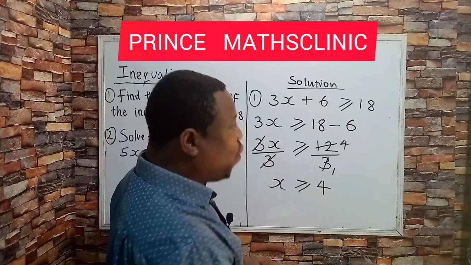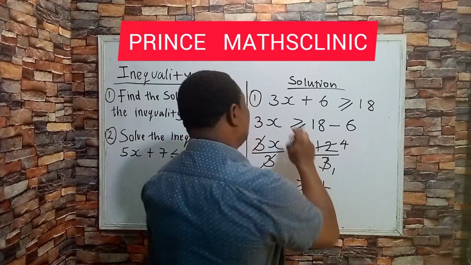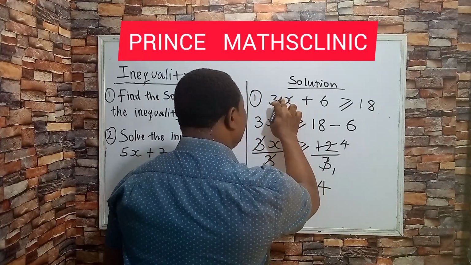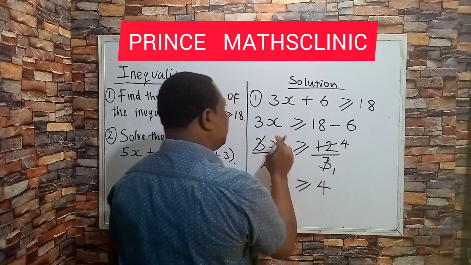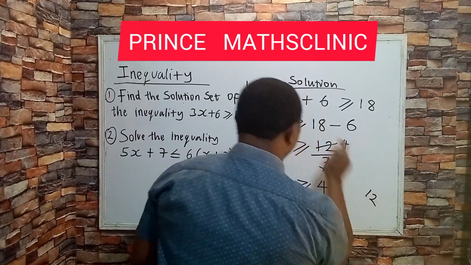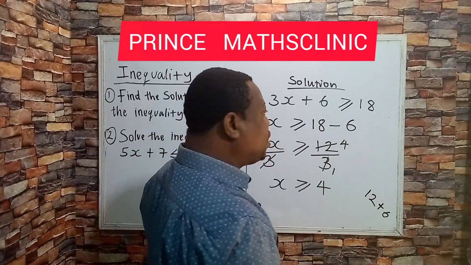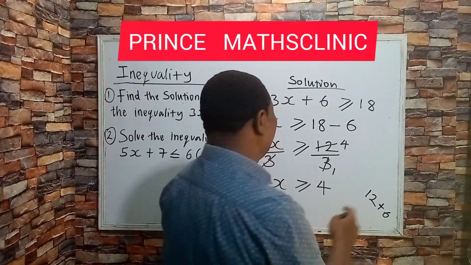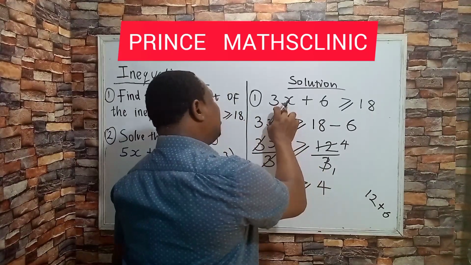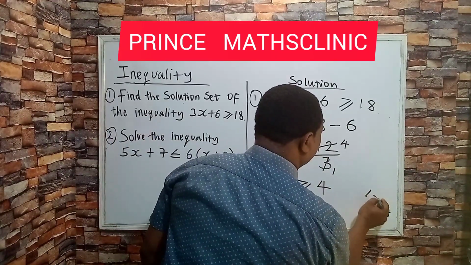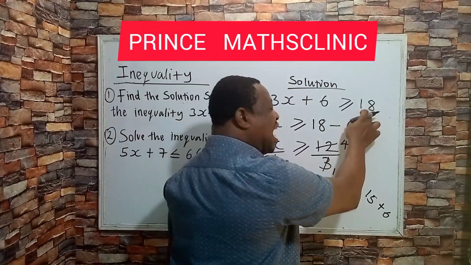Let us try 4. You will see that 4 will give us exactly what we want. This operation means 3 times x, so it means 3 times 4. 3 times 4, you know, is 12. And 12 plus 6 is exactly 18. Now, let us pick a number that is greater than 4, which this inequality suggests. If you pick 5, 3 times 5 will give you 15. And 15 plus 6 is 21. And you know 21 is greater than 18.